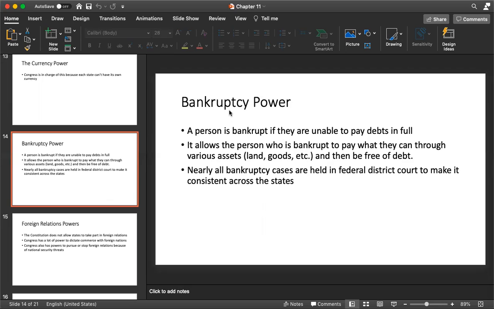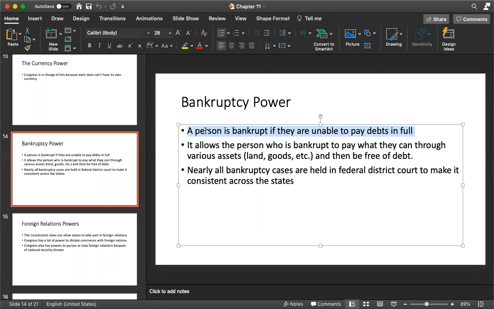All right, so the bankruptcy power. A person is bankrupt basically if they're unable to pay debts in full. So if you have a lot of credit card debt, student loans, car payment, mortgage, whatever, and maybe you lost your job or something like that, and you just can't pay it anymore, you can declare bankruptcy. Congress, or the federal government, handles that to make it consistent across all states. It's a good thing to declare bankruptcy because that means people are going to help you. Lawyers and others are going to help you get out of debt any way that they can. It might be by selling off your house or your car or whatever, but it's going to get you free of debt. So that's a good thing.